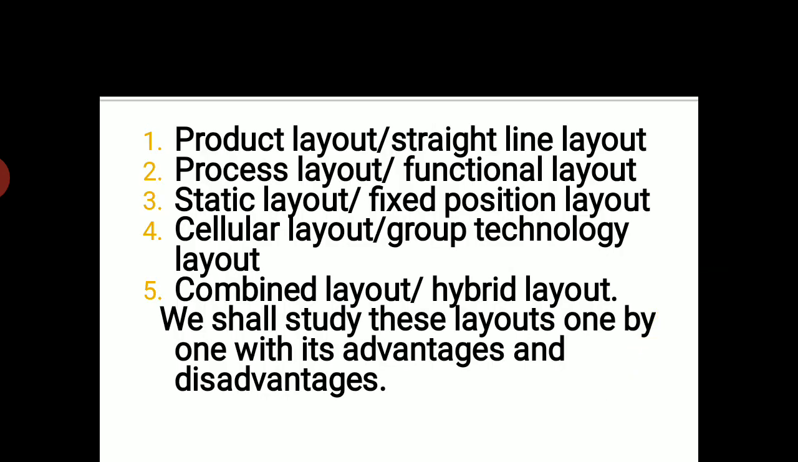If you can see in the slide, there are as many as 5 types. Product layout, which can also be known as straight line layout. Process layout, that is functional layout. The third one, that is static layout or fixed position layout. The fourth one can be cellular layout, or we call it group technology layout. The fifth one is all about combined layout, or it is also known as hybrid layout. Now, we shall study these layouts one by one.